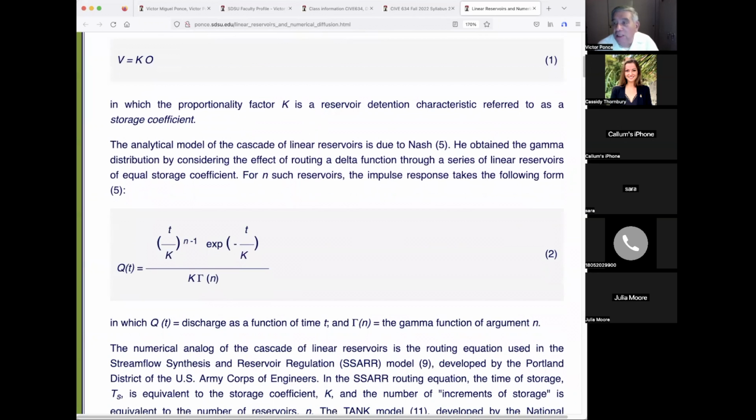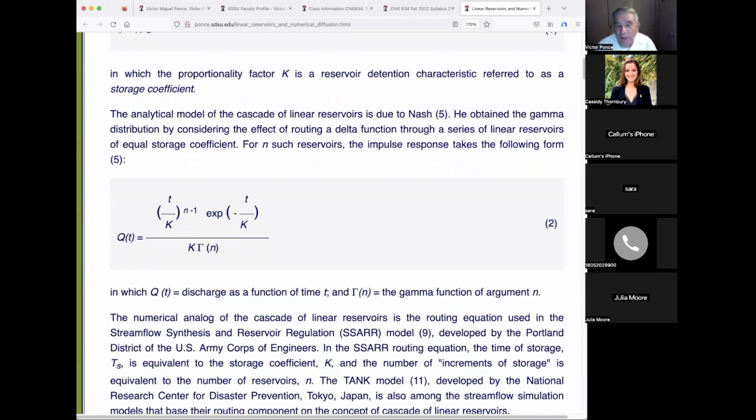Interestingly though, there was a gentleman originating, I believe, out of Ireland, Dr. Nash, who had already worked with this concept in an analytical shape. And he presented this equation. It's a very well-known equation, the gamma function. The gamma function is a mathematical concept.